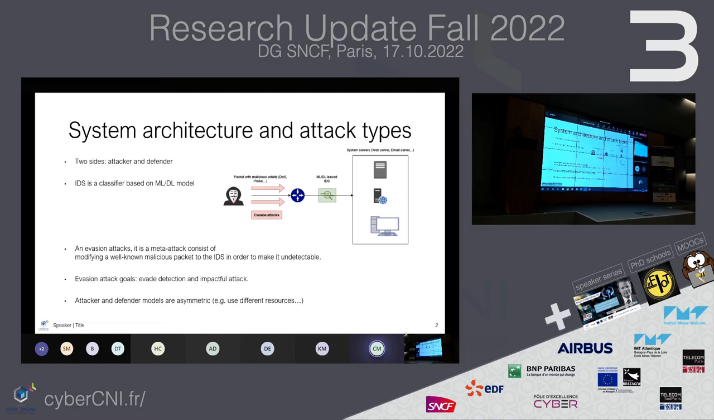This is the regular type of attack. And if this regular type of attack fails, we have a meta attack called the evasion attack. This evasion attack consists of modifying the well-known regular attack for the intrusion detection system in order to make it undetectable. This evasion attack also has two goals. The first one is to evade the detection of the intrusion detection system, and the second one is to preserve the impact of the regular malicious activity or packet.